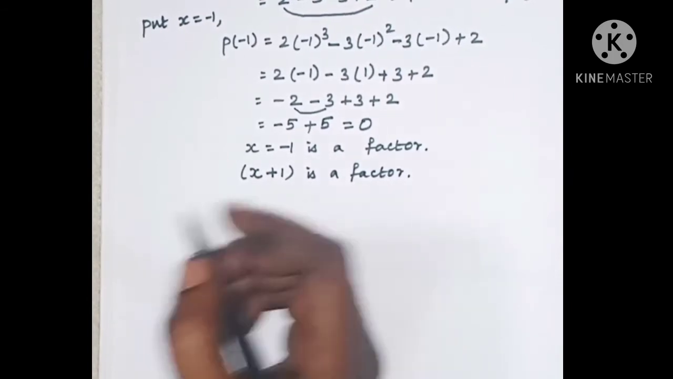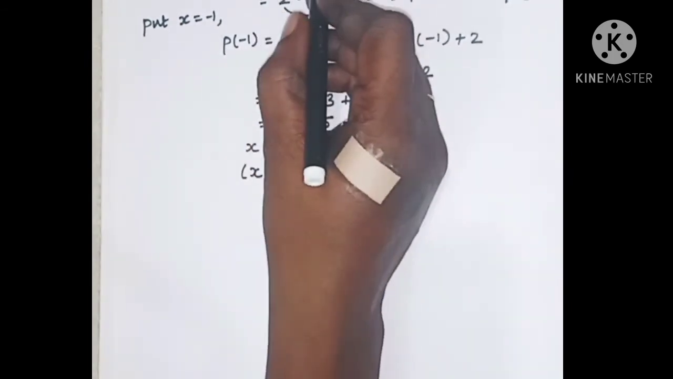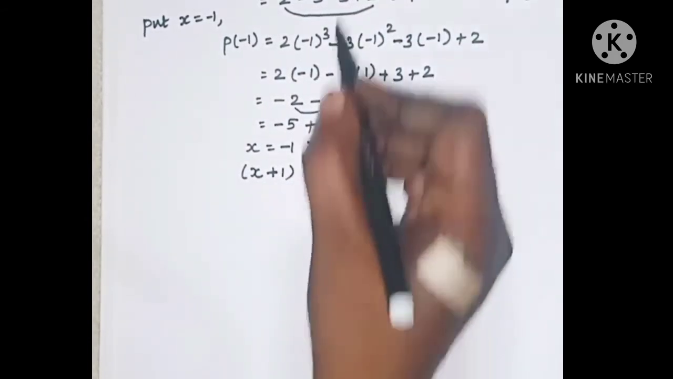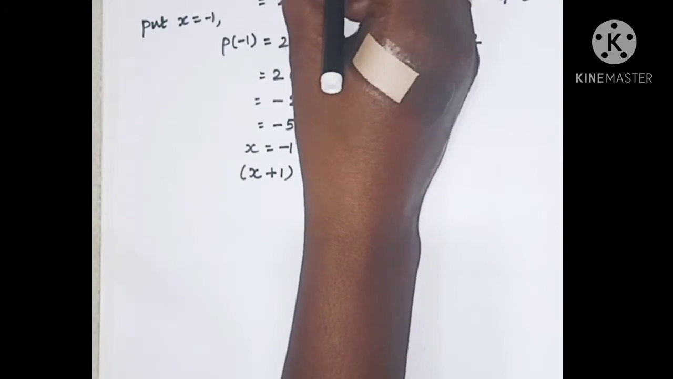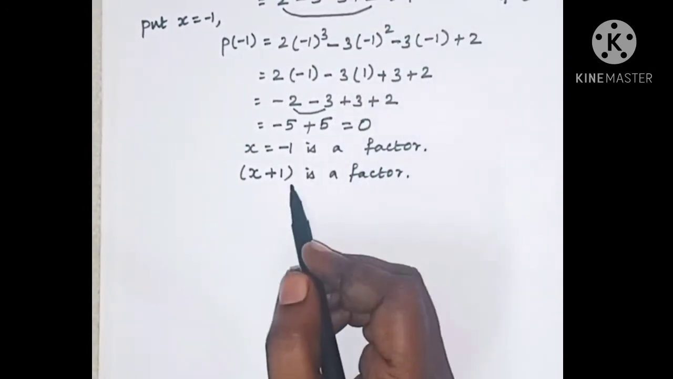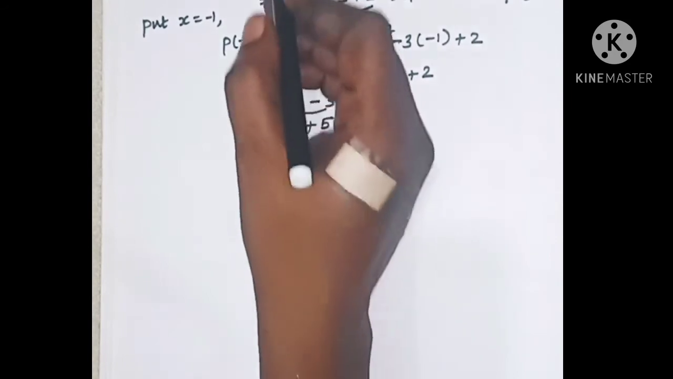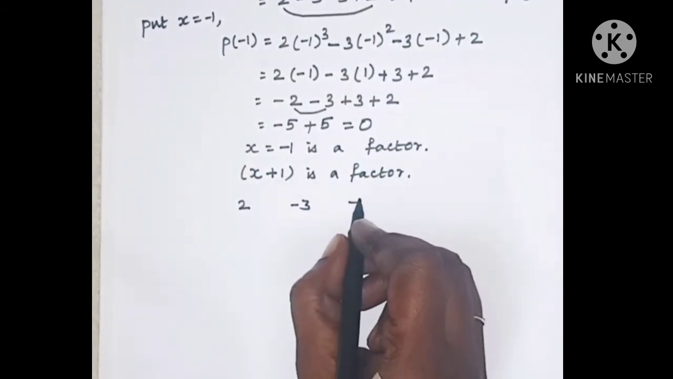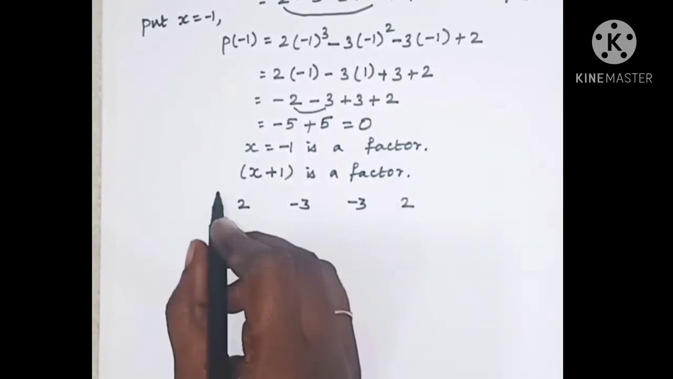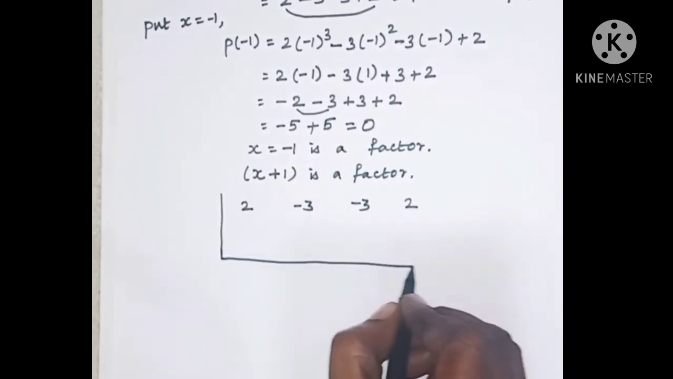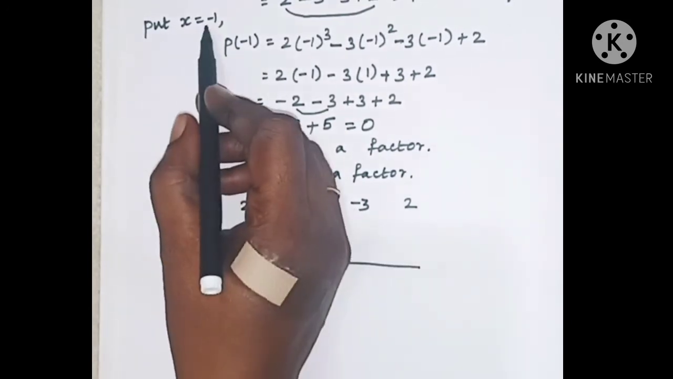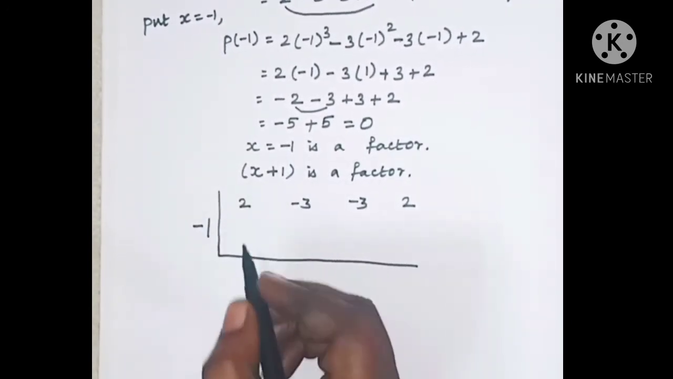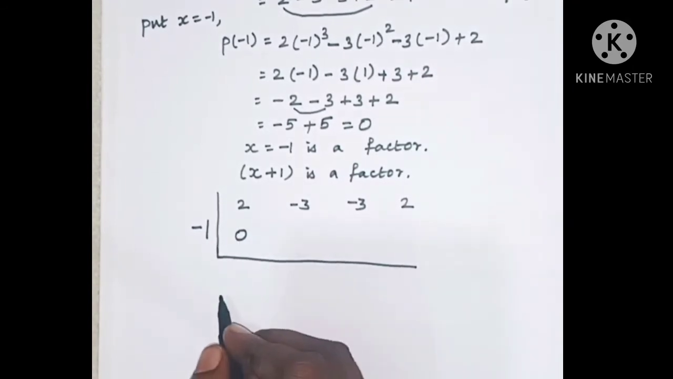Now the given expression is 2x cube minus 3x square minus 3x plus 2. So we use the synthetic division method. In the synthetic division method, first we have to write the coefficients: 2, minus 3, minus 3 and 2 again. Now x plus 1 is a factor, so x is equal to minus 1. You have to write that in this place.